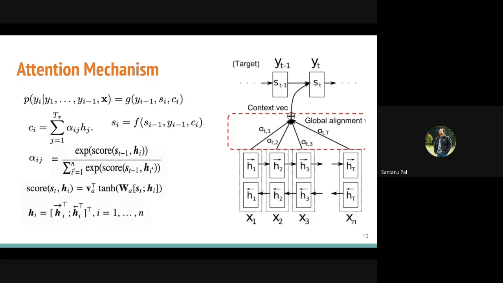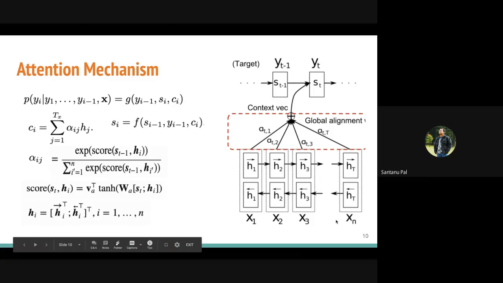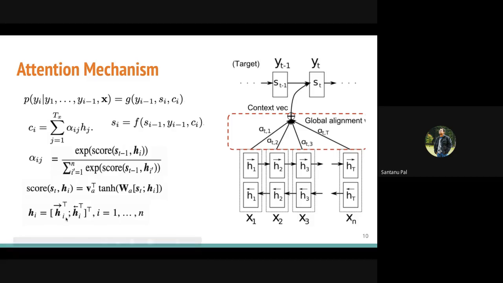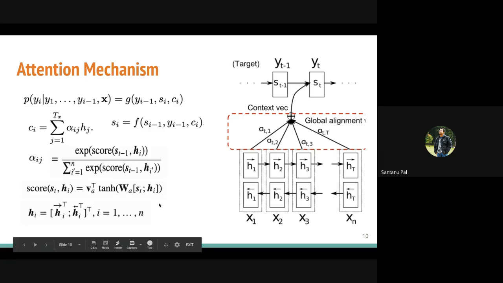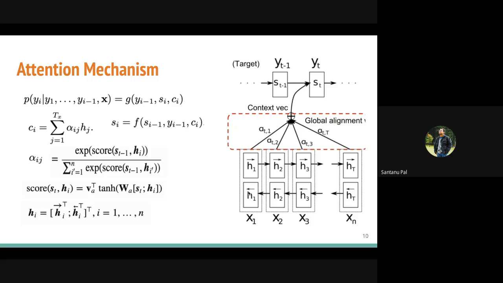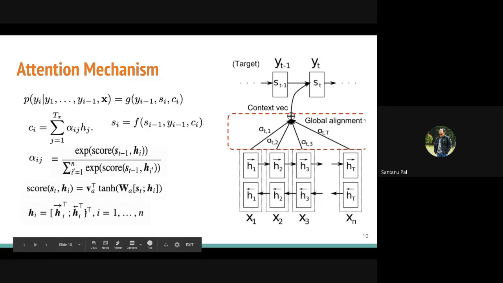For more details on how it is working, let's say x1 to xn are the input. It has a vector representation, and it goes to the RNN for the forward representation, let's say hi forward, and the backward representation, let's say hi backward. And this hi is calculated as the concatenation vector. Let's say the vector size is 3, and this is also 3, then the size of the hi dimension will be 6.